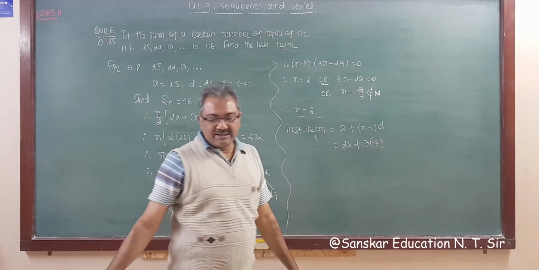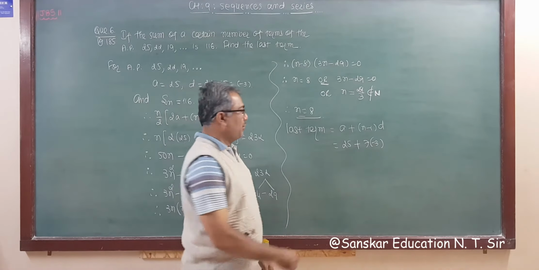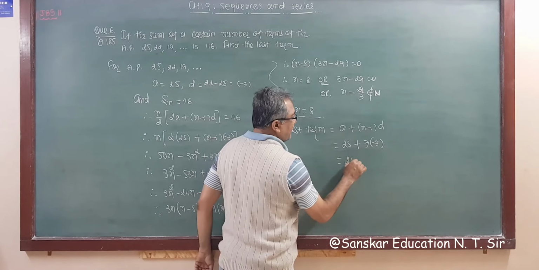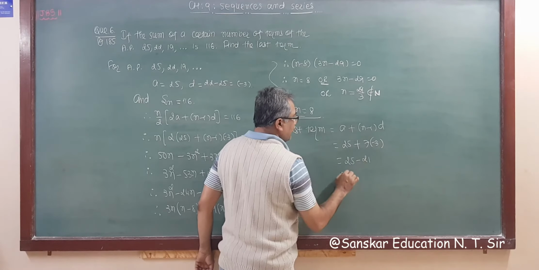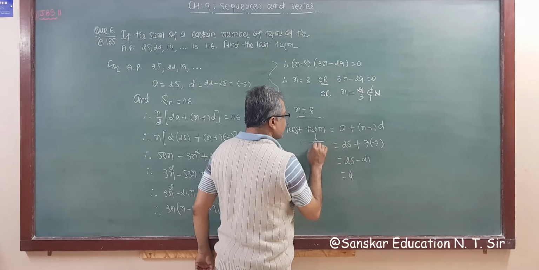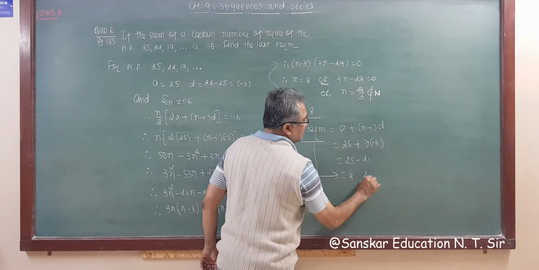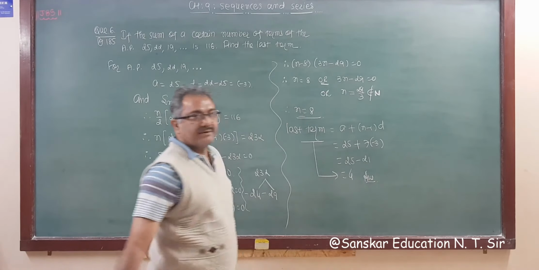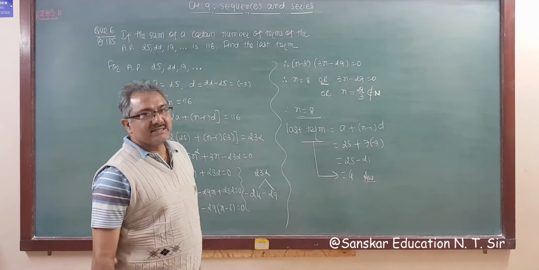D is minus 3, right? So last term will be 25 minus 21, that is 4. So last term is 4, this is your correct answer, right? तो बहुत ही अच्छा एग्जांपल है.